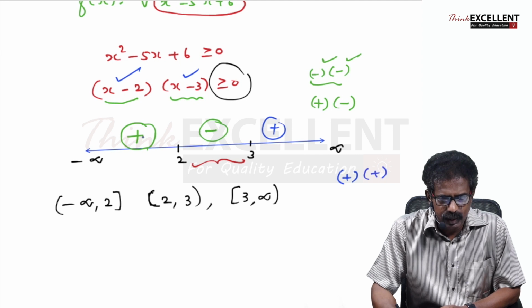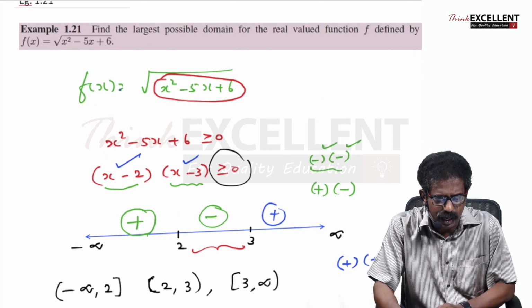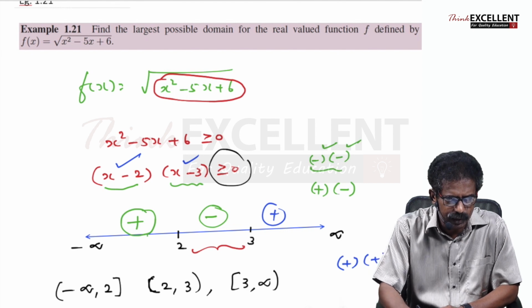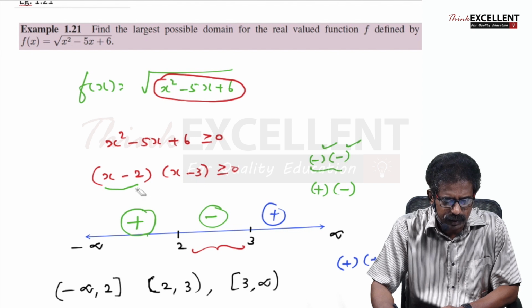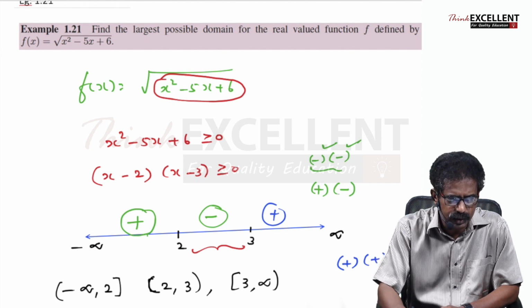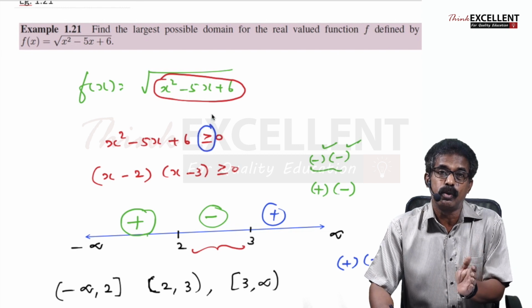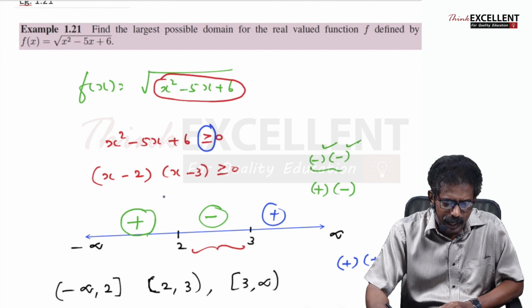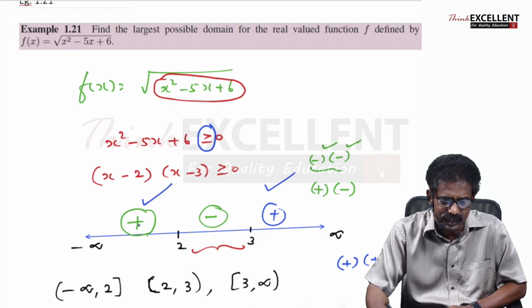Now you listen, which range is to be taken? It depends on the question. In the question, what have you written? x square minus 5x plus 6 is greater than or equal to 0, right? Greater than or equal to 0 means it must be positive, right? So the positive ranges are your answers. So those two intervals are your answer.